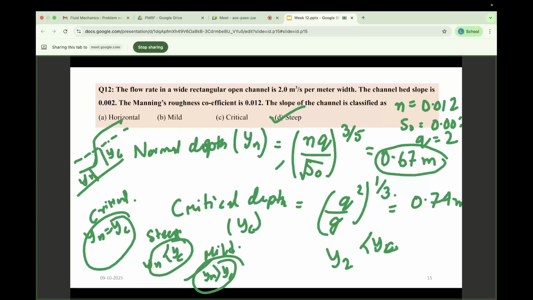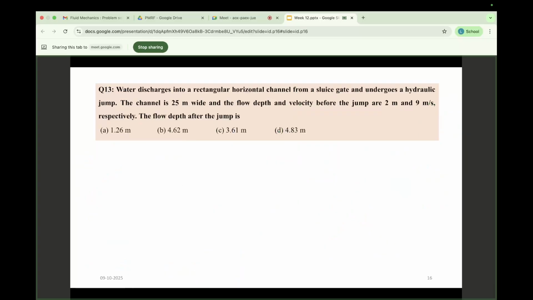Okay, so next question. We have a few more questions for today. A water discharge flows into a rectangular horizontal channel from a sluice gate and undergoes a hydraulic jump. The channel is 25 meter wide, and the flow depth and the velocity before the jump are 2 meter and 9 meter per second respectively. The flow depth after the jump is what? So that is the question.